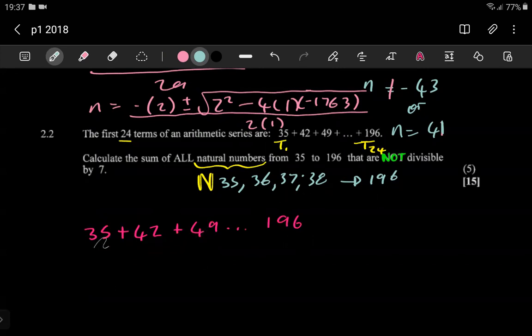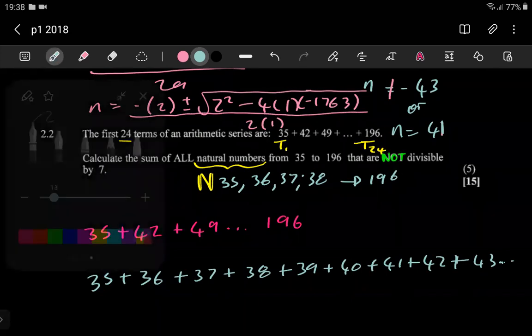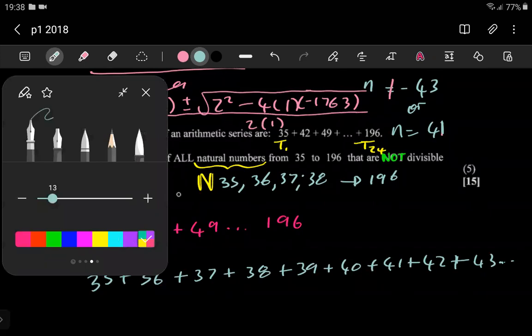I'll repeat. Our sequence looks like this, but the question wants us to add 35, 36, 37, 38, 39, 40, 41, 42, 43, going on and on. I feel like you get the idea. So if our question wants us to add up every natural number that is not divisible by 7, this is what you're going to do. And this is a method you can use for all questions like this because it's the same way of thinking anyways.